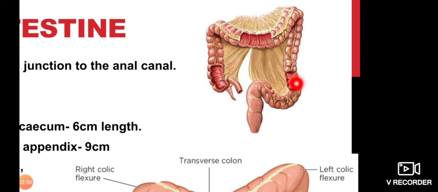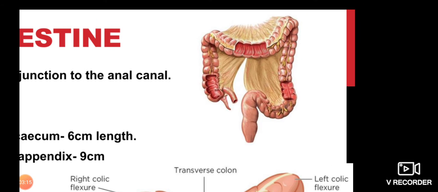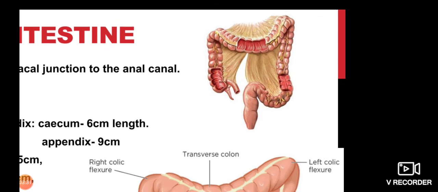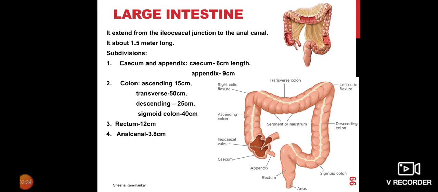Then tinea coli. Tinea coli means the elongated, tapeworm-like muscle which is present along the large intestine. Then appendices epiploicae are small peritoneal bags which are filled with fat. You can see some appendices epiploicae hanging from here in this region. It is present here also. These are small peritoneal bags filled with fat, called appendices epiploicae.